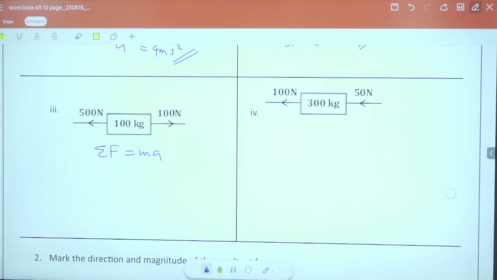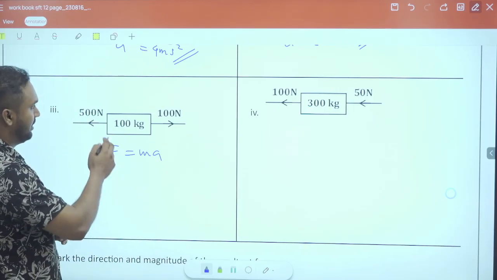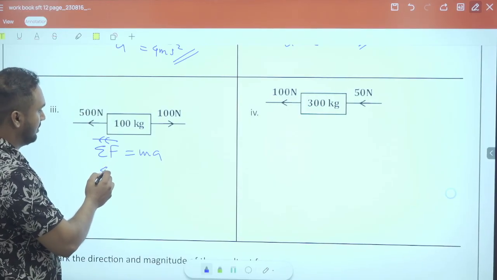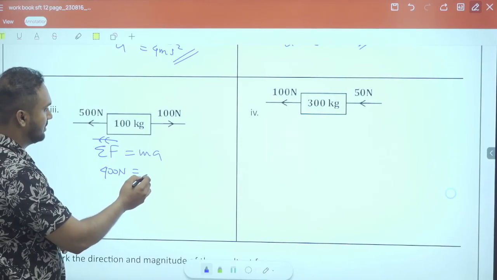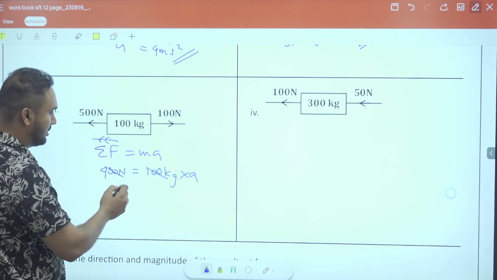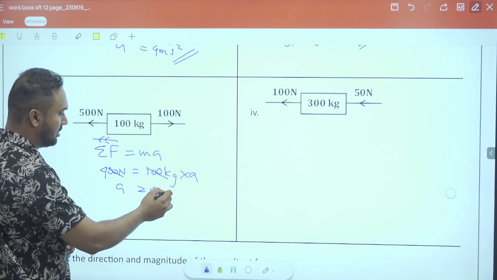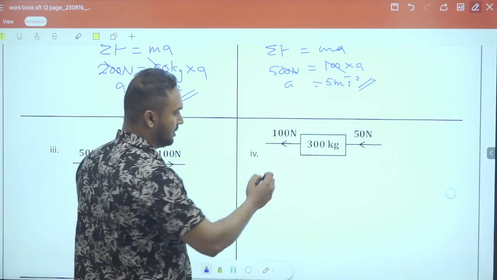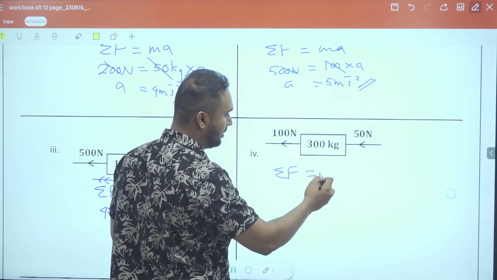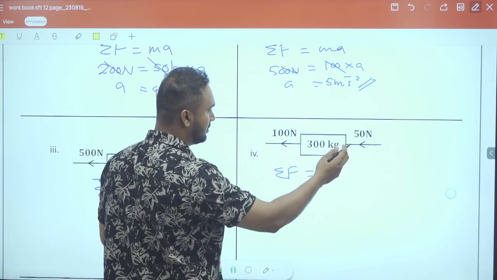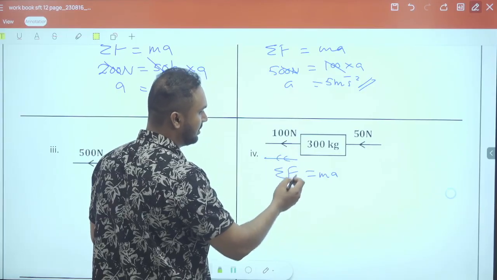Workbook again. So sigma F should be acting towards the greater force, which is 500, and sigma F here is 400 newtons equals mass 100 kilograms into acceleration a, and the acceleration is 4 ms^-2, right? And what about this one? Sigma F equals ma, right? And the direction of the force should be towards left because both forces are acting in the same direction, which is left.